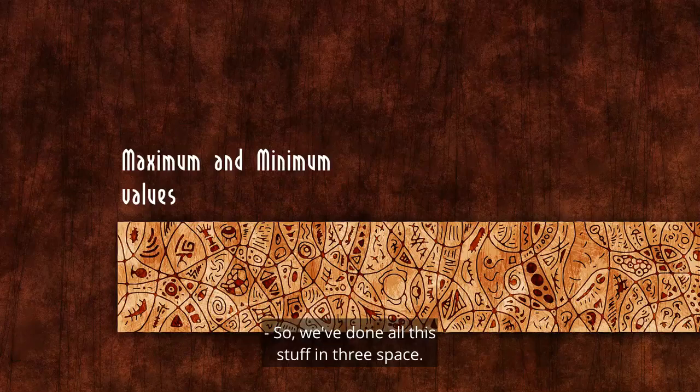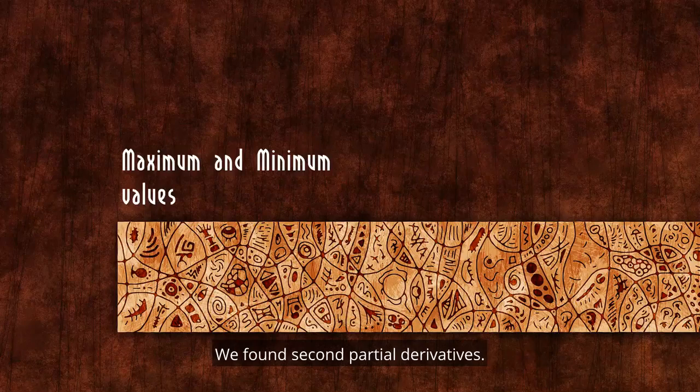So I've done all this stuff in 3 space. We found partial derivatives, we found second partial derivatives. What I want to do now is figure out how to find maximum and minimum values. Now, that's no big deal, you say. Megan, that was easy. We did that back in Calc 1.